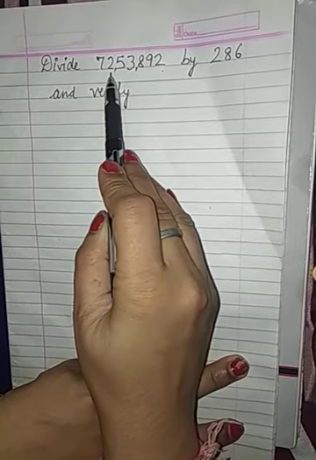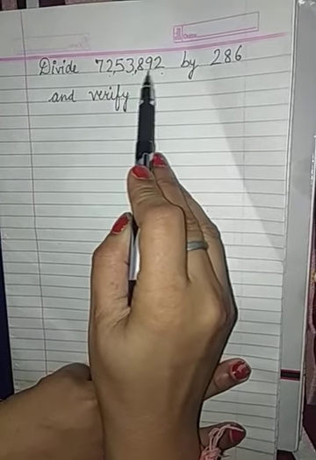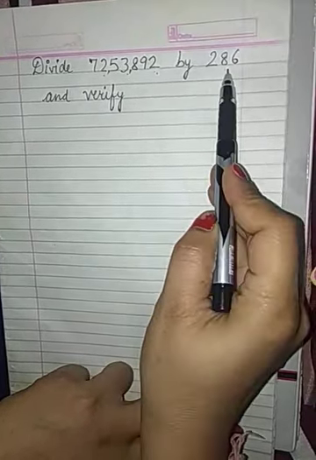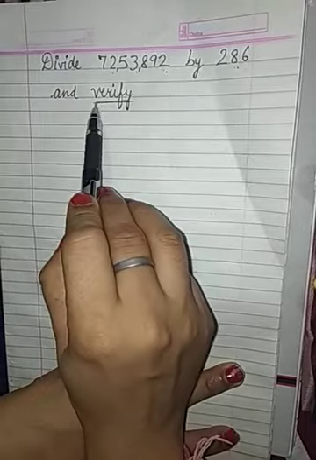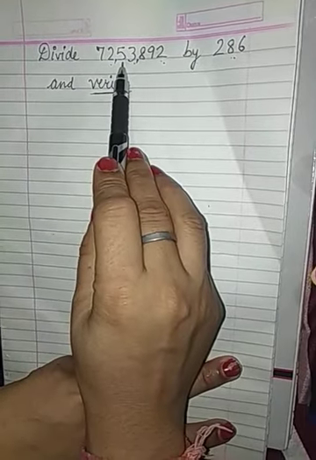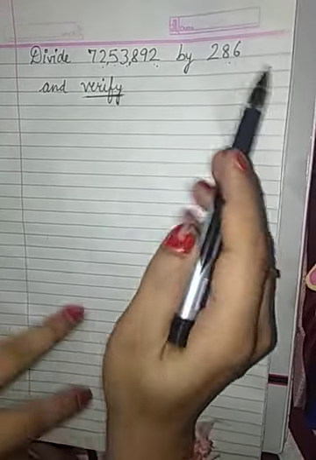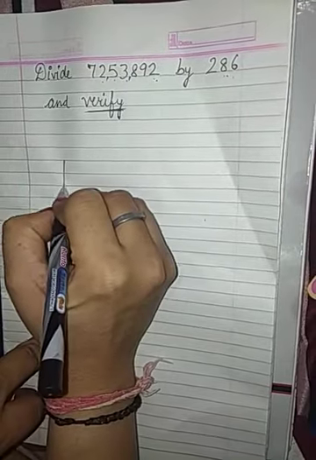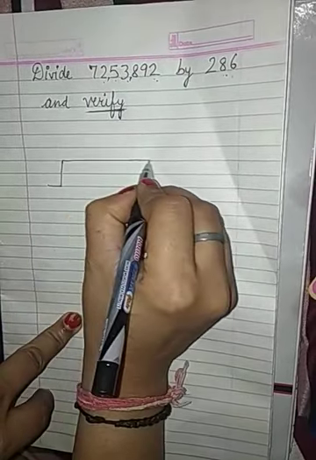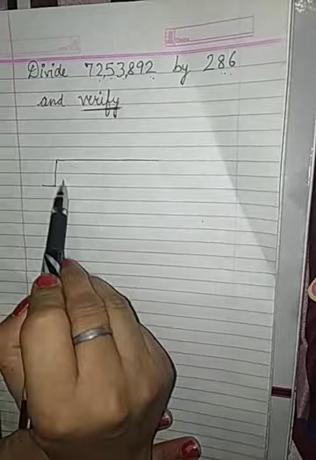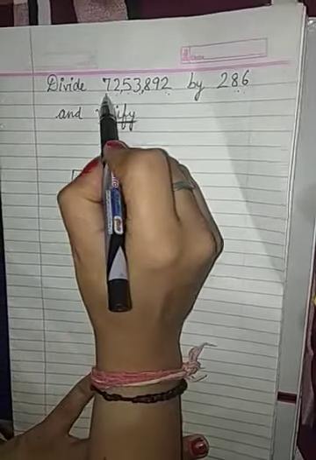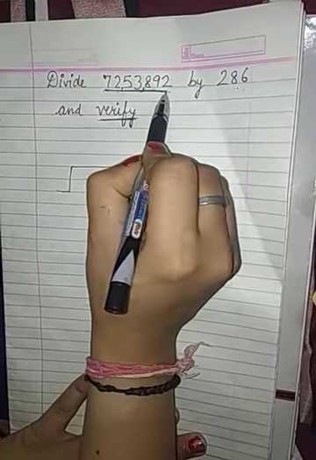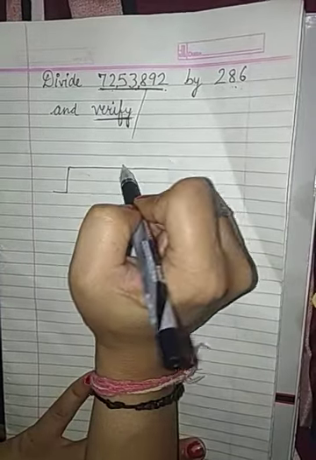Large number, that is 72,53,892, divided by a 3-digit number, that is 286, and after division we will verify our answer, right? So we have to divide the large number by a 3-digit number, so we have to make a bracket first. This is the division bracket, and children, we have to write the bigger number inside, and it would be a dividend.